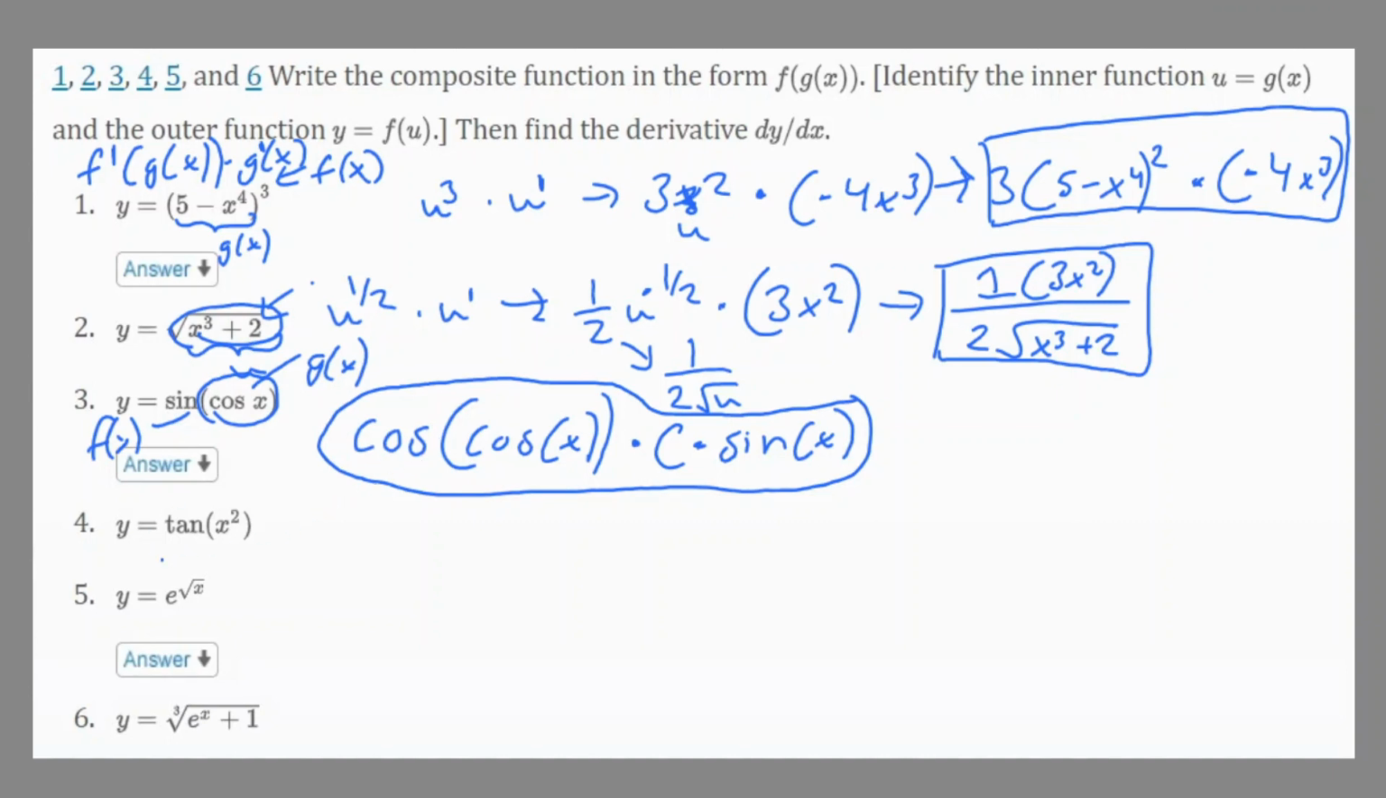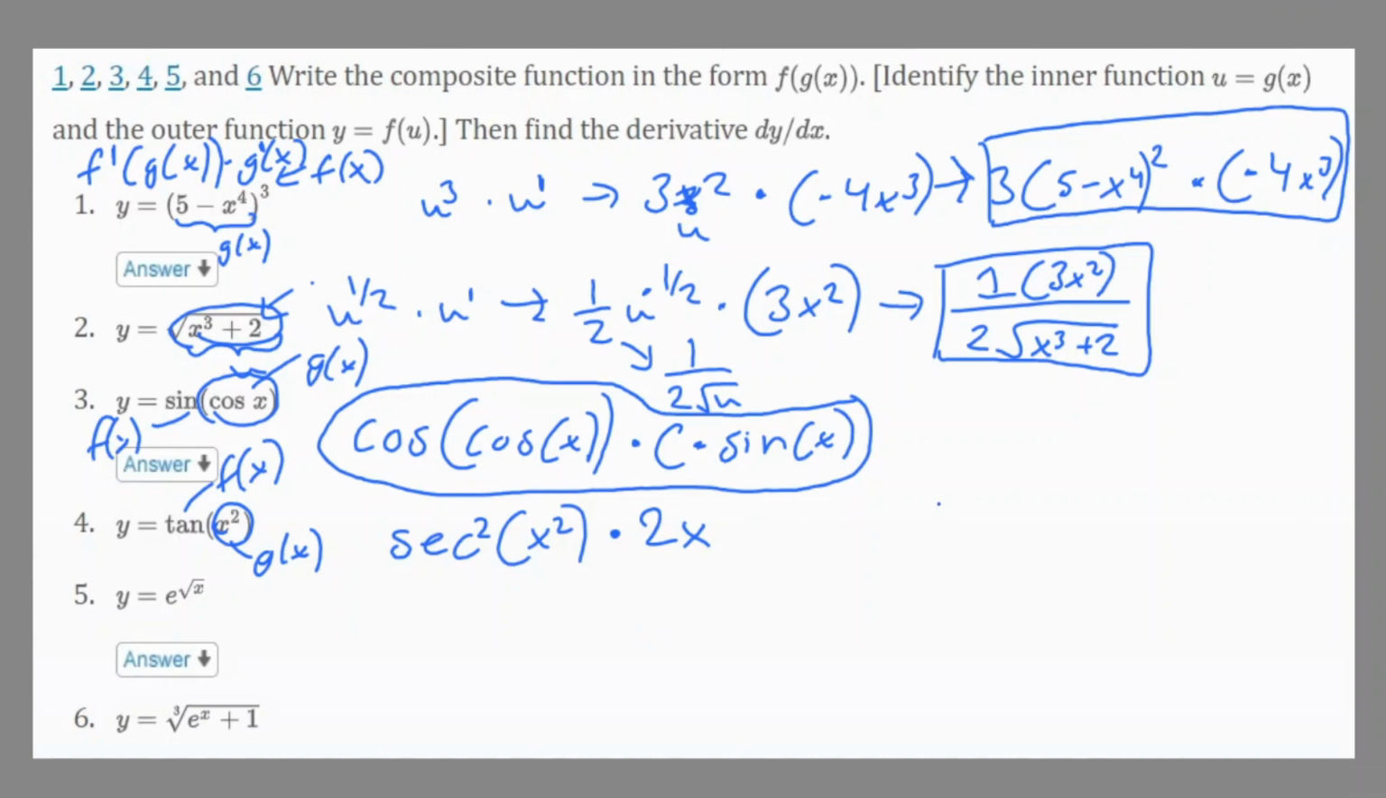Now number 4 is something similar. We're using trig functions here again. So this is going to be f of x because it's the outside function. The inside function is g of x. So f prime of x: the derivative of tangent is going to be secant squared of x squared, because the inside stays the same, multiplied by g prime of x, which is the derivative of x squared, which is going to be 2x.